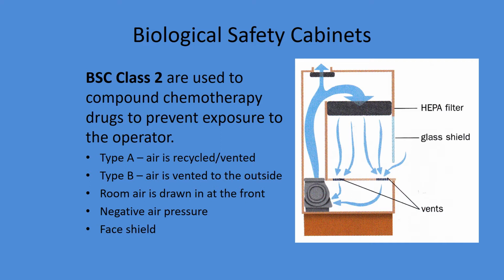Chemo and other hazardous substances will require a class 2 biological safety cabinet, BSC. And the only difference is there's a little bit of vacuum pressure. So actually some room air will be sucked in, but most of the air will be recycled through the system and eventually vented to the outside. But as the operator, you won't be exposed to any potential toxins.